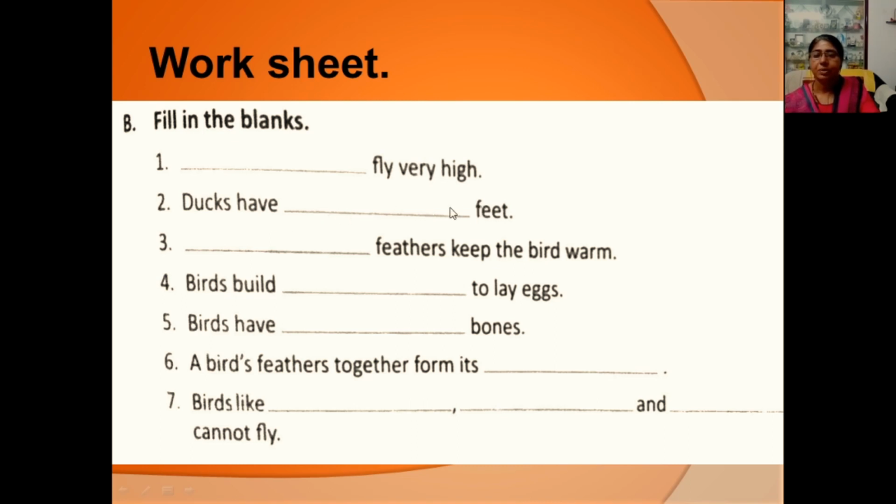Now, based on this lesson, we will do worksheet. So, fill in the blanks. Dash fly very high. Read textbook and find out this answer. Ducks have dash feet. Dash feathers keep the bird warm. Birds build dash to lay eggs. Birds have dash bones. Birds' feathers together form its dash. Birds like dash and dash. Dash also. 3 blank is there. You have to find out which is the answer.